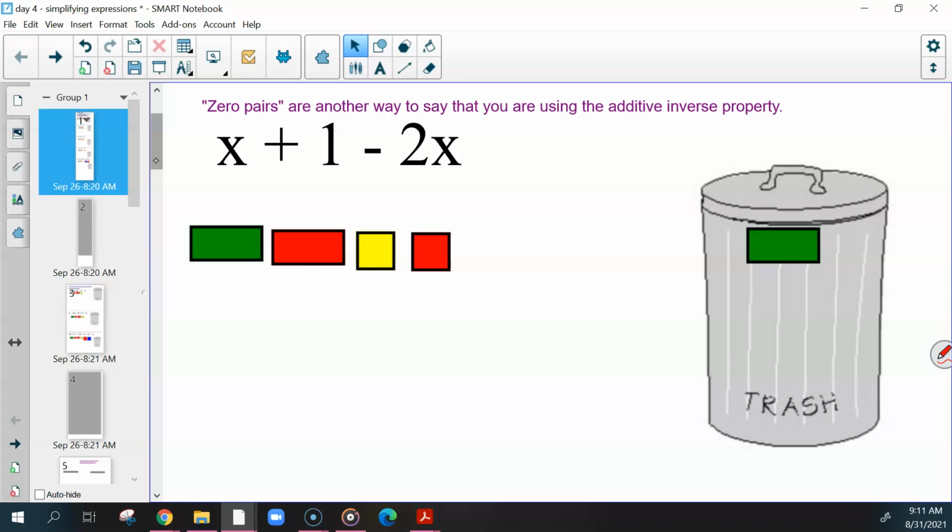The rectangles are your x's. The small squares are your 1's. The big square is your x squared. So right now we don't need the x squared. Many of you have put those out already. These are your x squared.